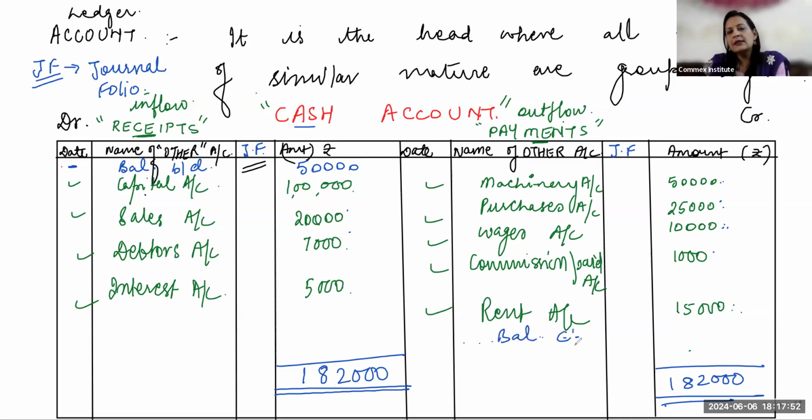81,000 is my balance carried down. Did you get it? How did we get it? We just took the difference.